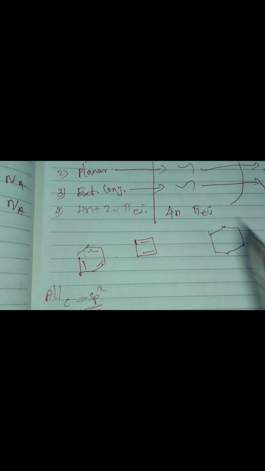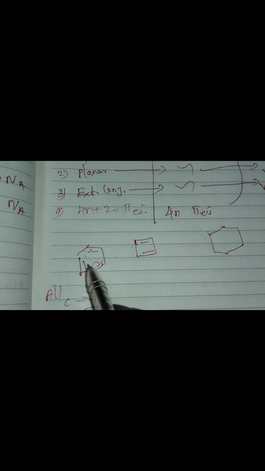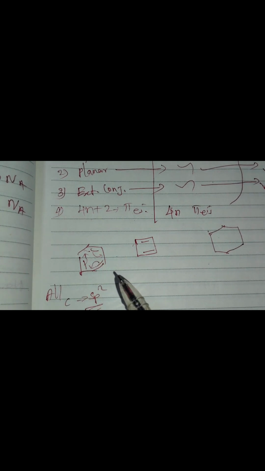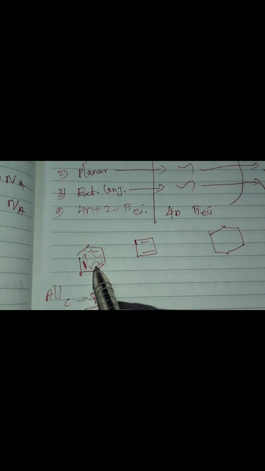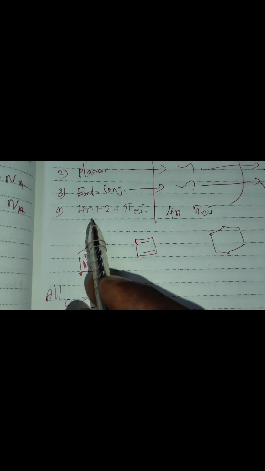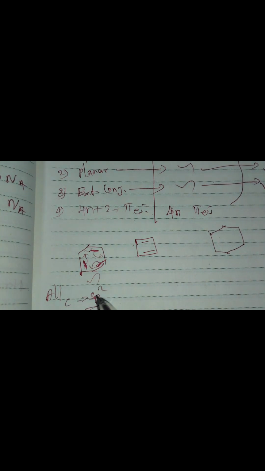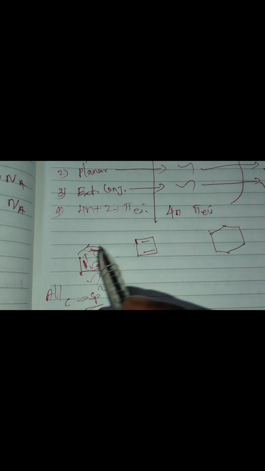So planarity exists, and the double bonds resonate, so ring delocalization occurs, which is extension of conjugation. So it is cyclic, planar, with extended conjugation, and there are 2, 4, 6 pi electrons. Here n is 1, so 4 times 1 plus 2 is 6. Yes, it obeys the 4n plus 2 rule, so this compound is aromatic.